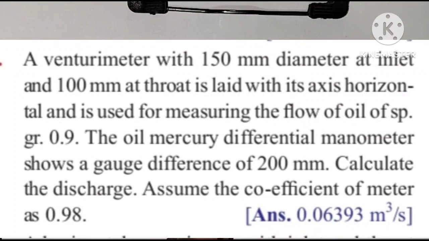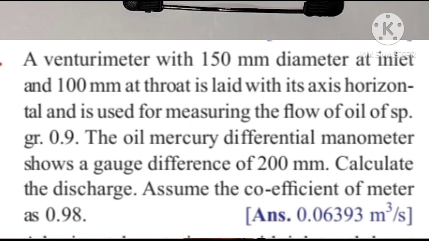A venturimeter with 150 mm diameter at inlet and 100 mm at throat is laid with its axis horizontal and is used for measuring the flow of oil of specific gravity 0.9. The oil mercury differential manometer shows a gauge difference of 200 mm. Calculate the discharge. Assume the coefficient of discharge of meter as 0.98. The given problem is a venturimeter problem.